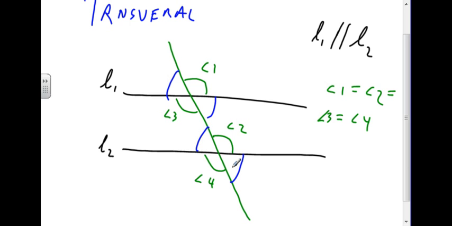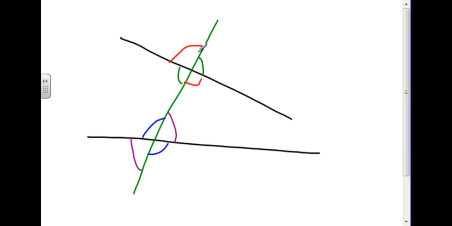Now, your transversal doesn't necessarily have to cross two lines that are parallel. So I could have two lines that are like that, and a transversal going like this. Because they're not parallel anymore, those two are the same, these two are the same, and these are the same, because they're vertical angles. But I can't tell anything about what's up there and what's down here anymore because the lines aren't parallel.